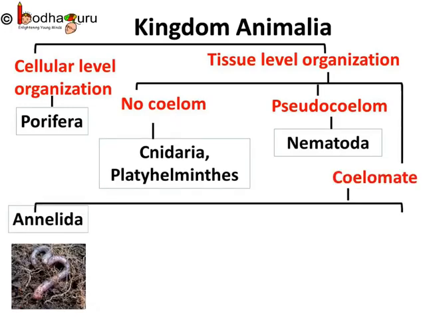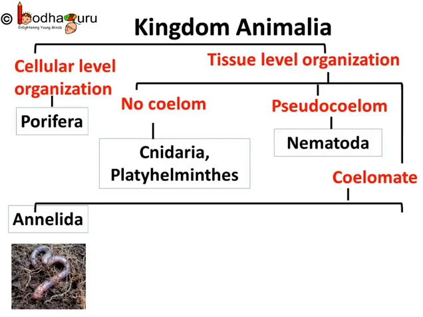Animals which have body cavity or coelom are divided into many phyla based on different characteristics. They all are called coelomates as they have real coelom or body cavity. These all animals are triploblastic, which means their body is formed from 3 layers of cells. Now, based on different features, coelomates are divided into different phyla.